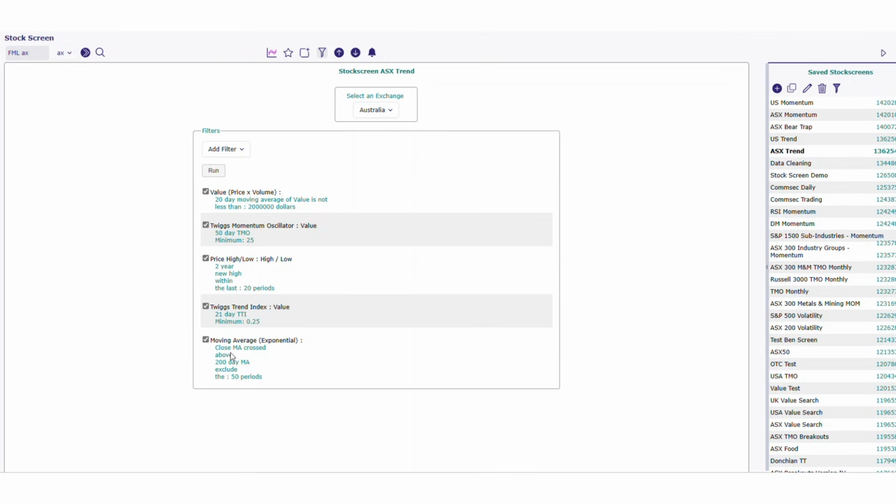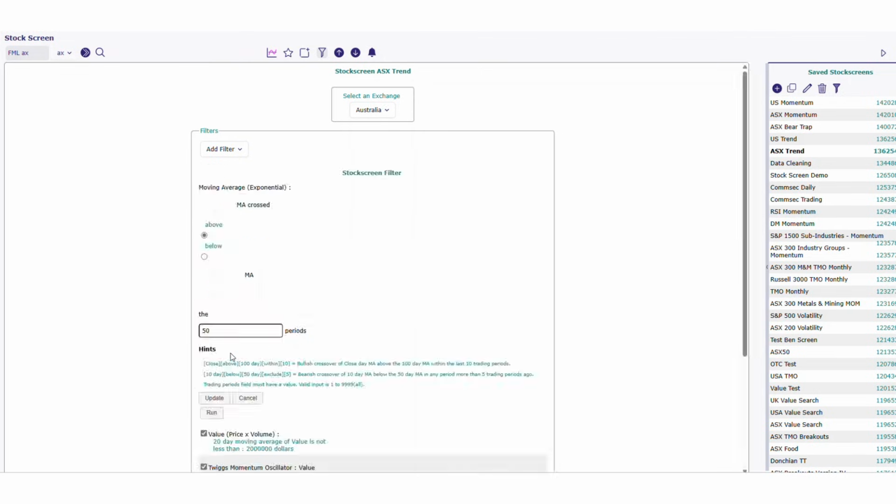And then last of all is an overall trend filter based on a 200-day moving average. We're looking for stocks that have closed above the moving average for at least the last 50 trading days to identify established trends, rather than something that has just jumped over the moving average in the last few days.